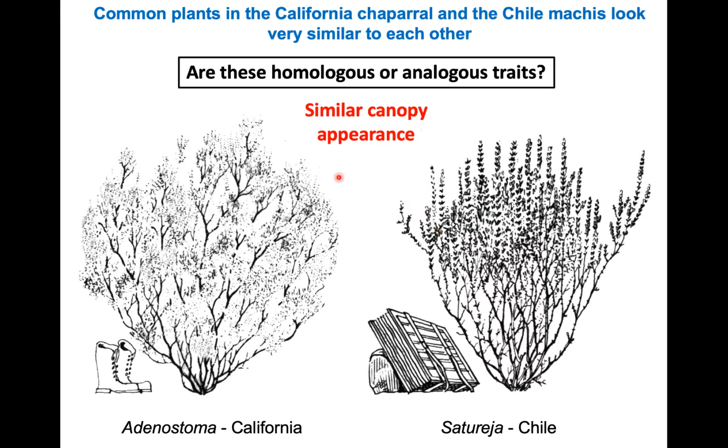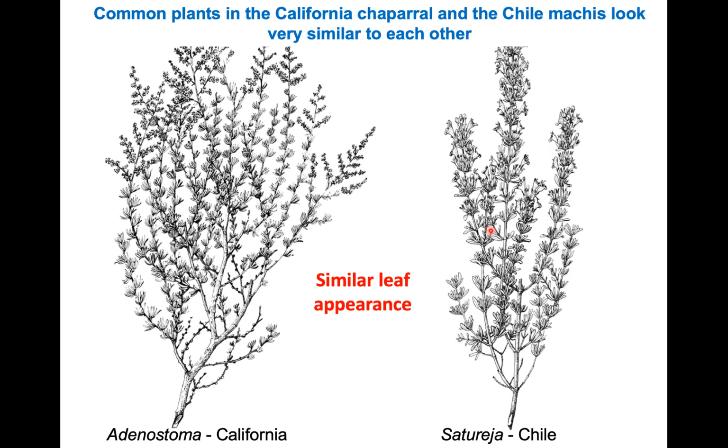If this is homologous, then the ancestor of both of these plants also had the same trait. Or did this come about by convergent evolution, in which case the ancestor of these two plants would not necessarily have the same trait of the canopy that looks like this or the leaves that look like this.